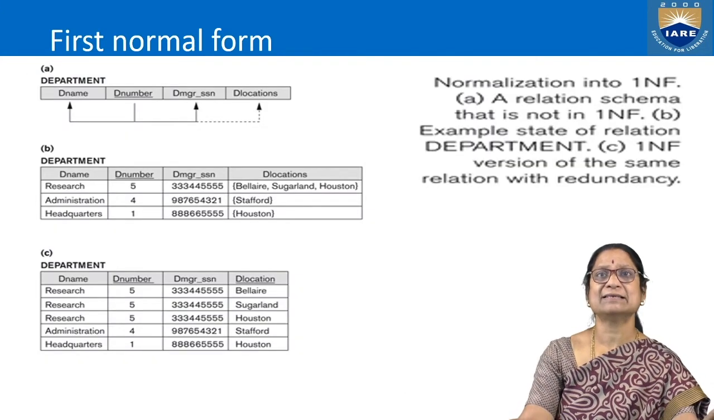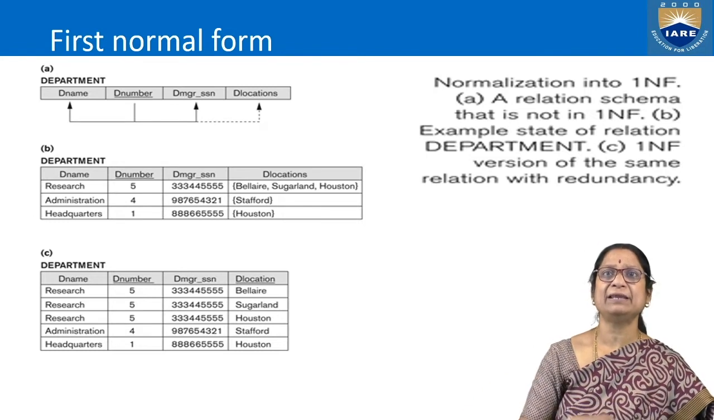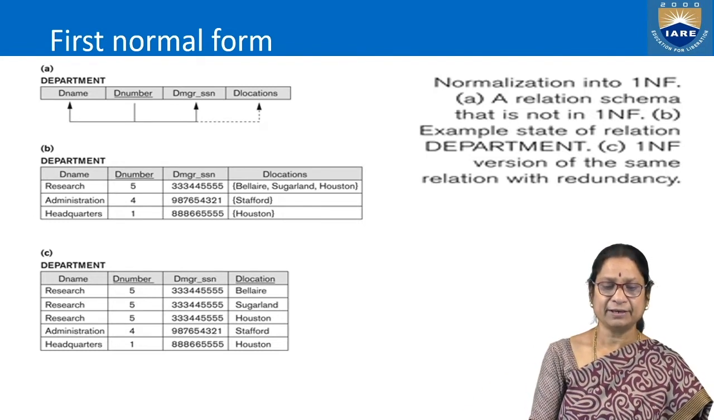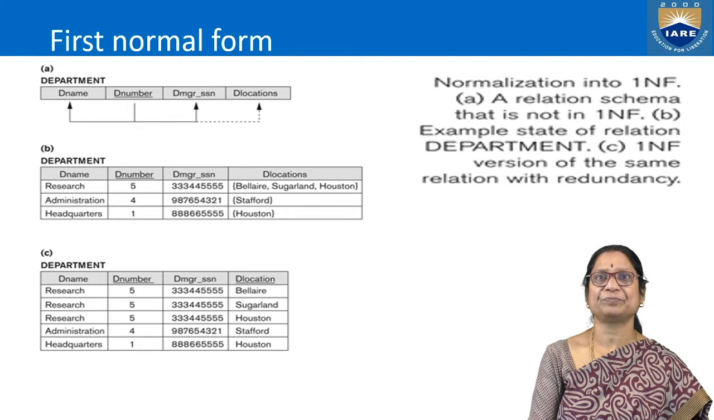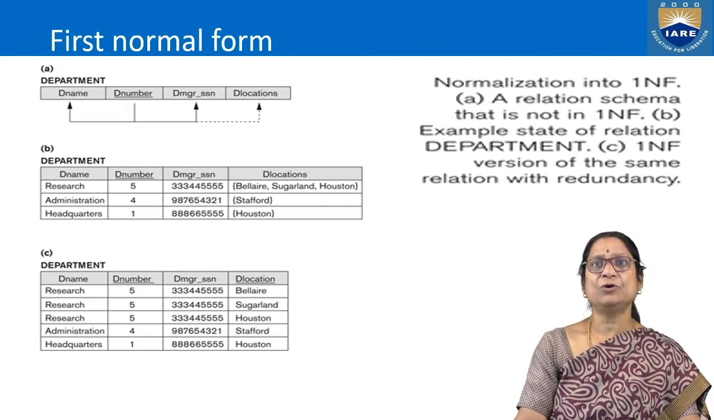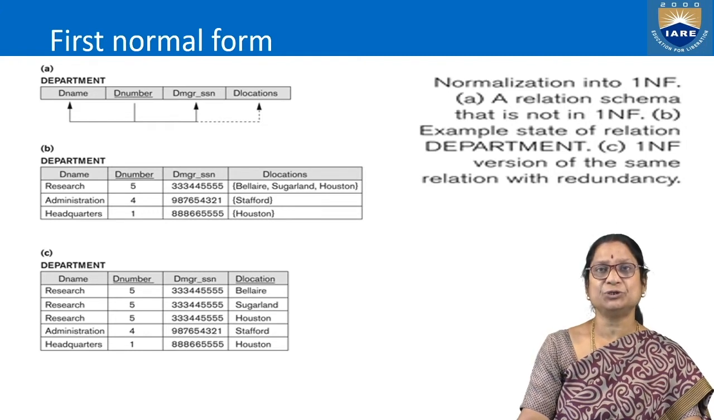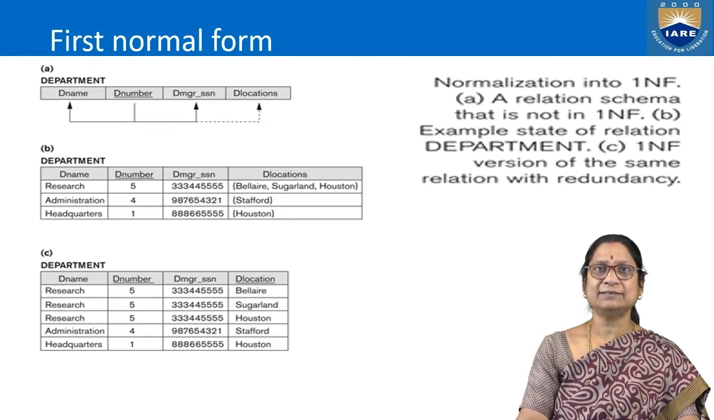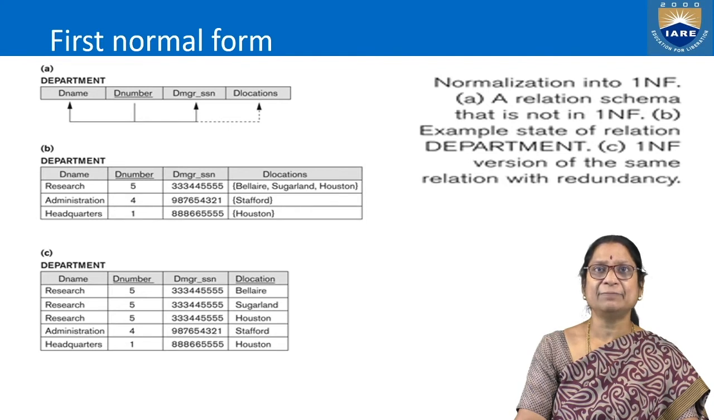We'll consider some other example. Please take department name, department number, department manager's social security number, and department locations. Locations means each department is located at various locations. Let us assume that. Now consider the data in the department table. So what are the attributes? Department name, department number, manager's social security number, locations.